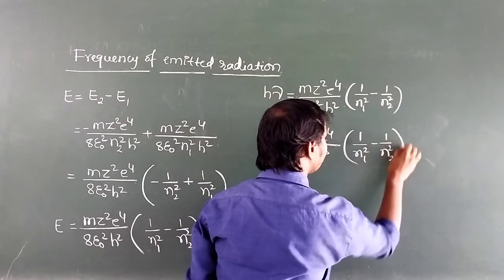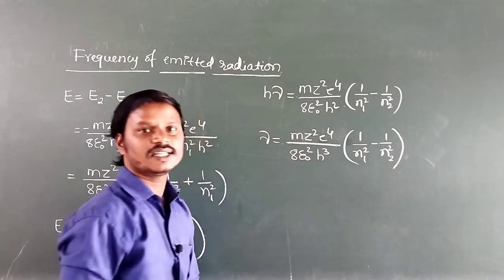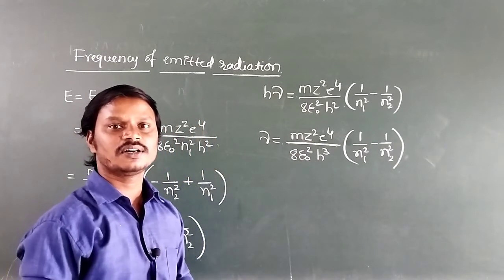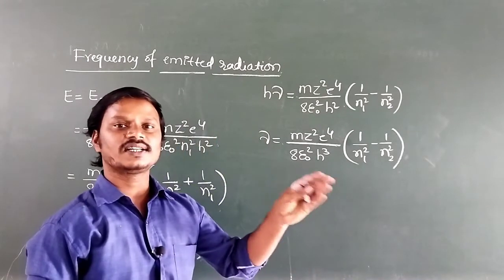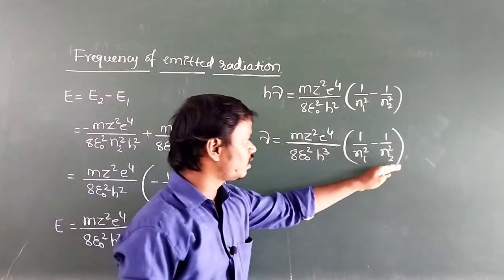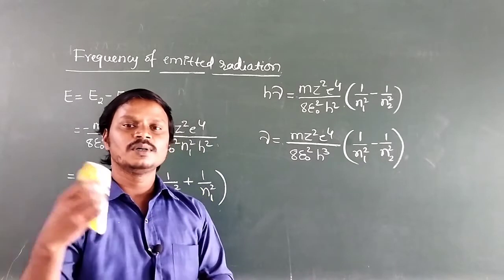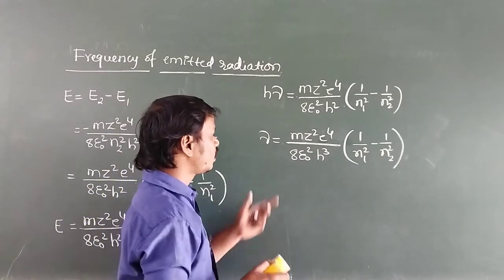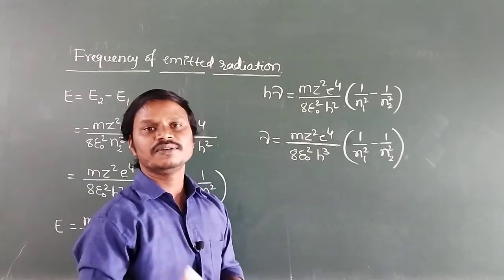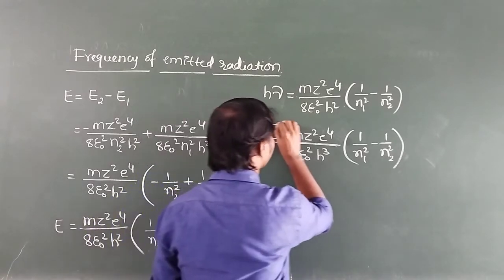Then this is the formula used to find the frequency of the emitted radiation during the transition of an electron from higher orbit to lower orbit. For example, second orbit to first orbit, third orbit to first orbit, fourth orbit to third orbit, like that. Now, we also have to find the wavelength of the emitted radiation.